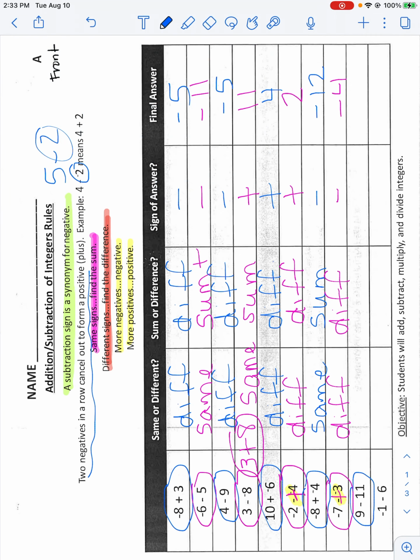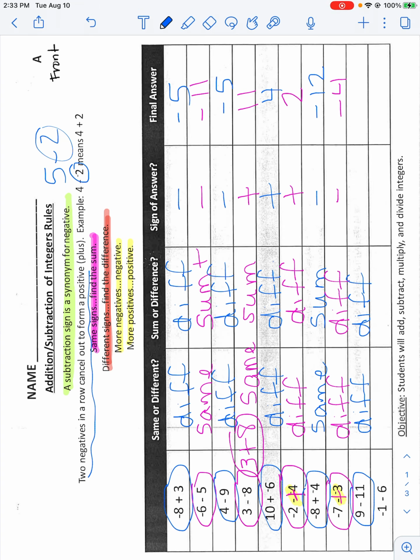9 minus 11. Remember that very first rule. A subtraction sign is a synonym for a negative. So I have positive 9 and a negative 11. That minus sign sitting in front of that 11 makes that 11 negative. So since I have a positive 9 and a negative 11, my signs are different, which means I'm going to have to find the difference or subtract.